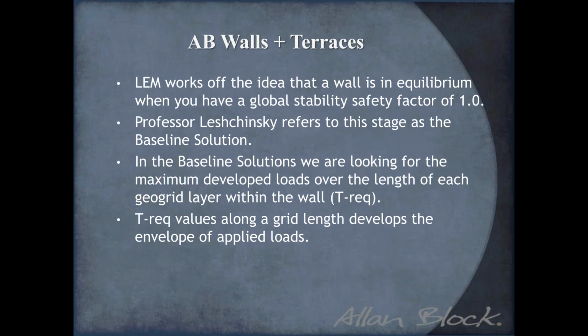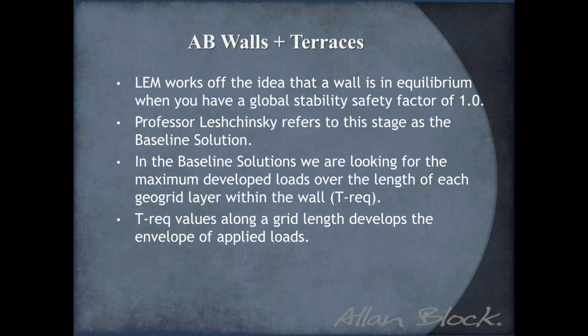So limit equilibrium works with the idea of equilibrium within the mass when you have a global stability safety factor of 1.0. So it may be too simplistic of an idea, but we're just looking for what Dove calls, or Professor Lazinski calls, the baseline solution. What is the bare minimum that's required from the geogrid to create equilibrium?